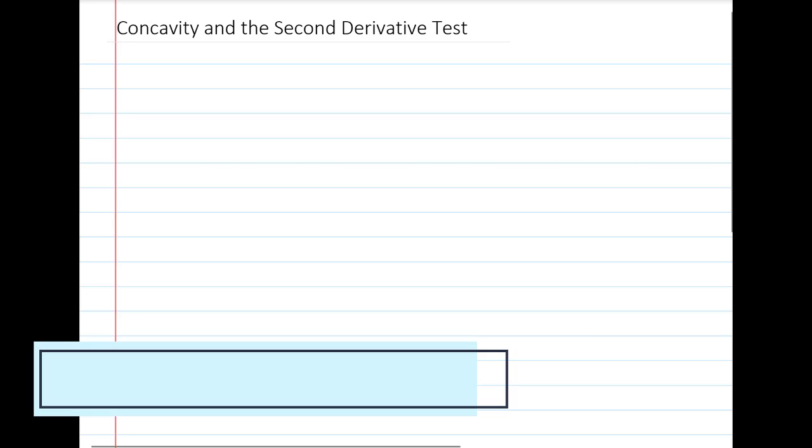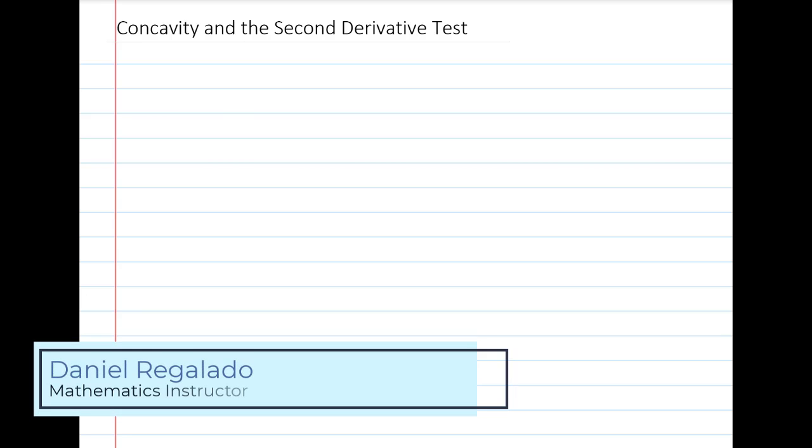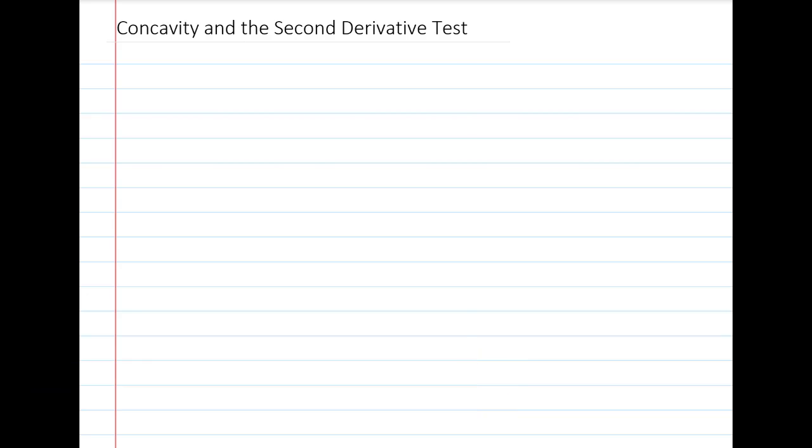Alright guys, in this section we're going to be discussing concavity and the second derivative test. In the previous section we were already seeing how locating the intervals on which a function f increases or decreases helps us describe the graph of the function. In this section we'll see how locating the intervals on which f prime, in other words the first derivative, increases or decreases, can be used to determine whether the graph of the function is curving upwards or curving downwards.